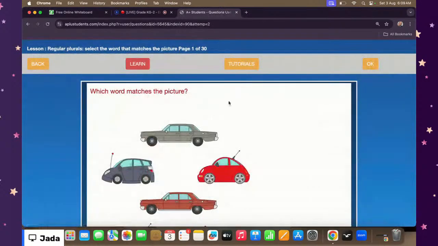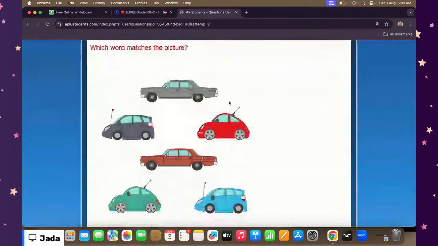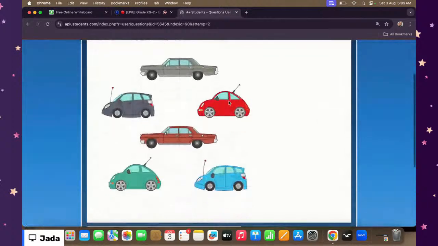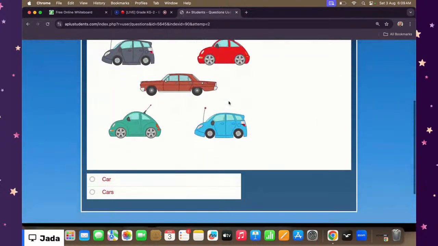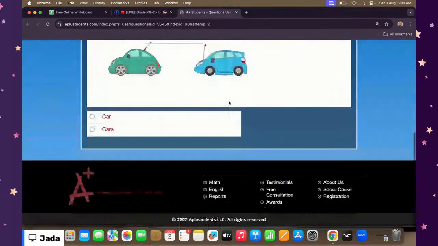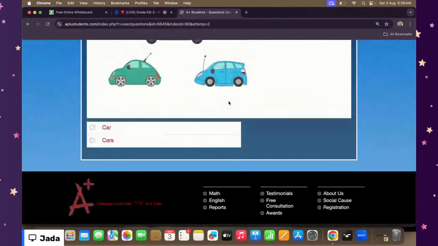So this is the first picture that we see. It says which word matches the picture. Which of the words matches the picture? Is it car or is it cars? Everybody send your answer on the chat. Which word matches the picture?